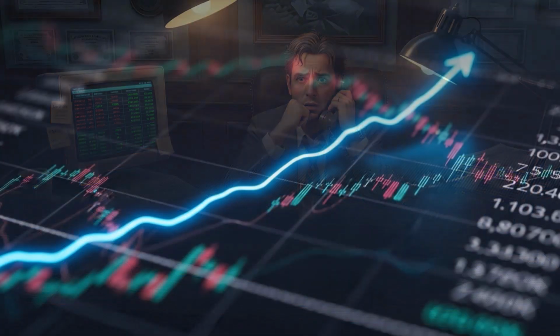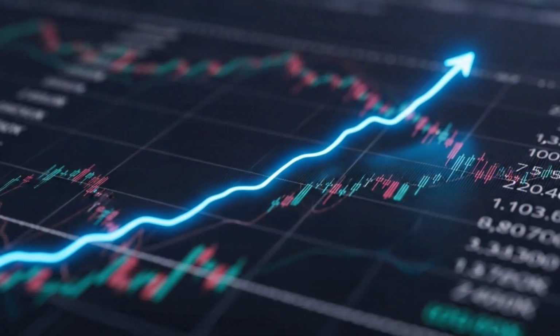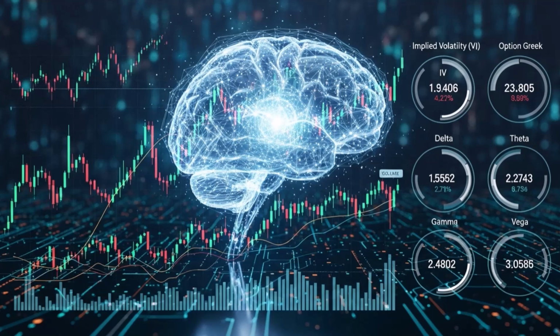This is where the volatility edge comes in. And it's not coming from the usual suspects. It's coming from AI. Specifically, ChatGPT. Now, before you raise an eyebrow, no, we're not just asking ChatGPT for stock tips. What we're doing is far more tactical.